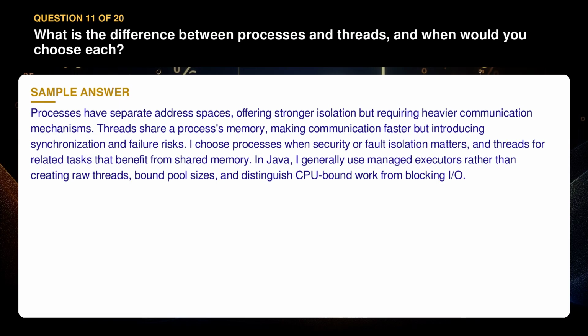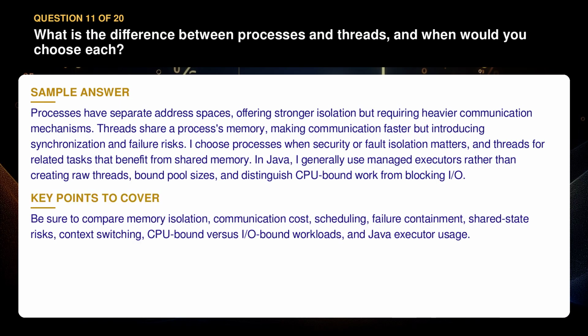I choose processes when security or fault isolation matters, and threads for related tasks that benefit from shared memory. In Java, I generally use managed executors rather than creating raw threads, bound pool sizes, and distinguish CPU-bound work from blocking I/O. Be sure to compare memory isolation, communication cost, scheduling, failure containment, shared state risks, context switching, CPU-bound versus I/O-bound workloads, and Java executor usage.